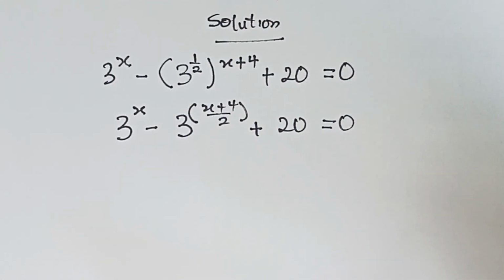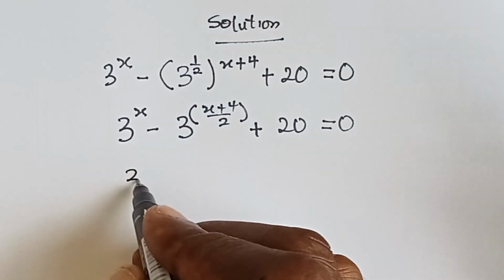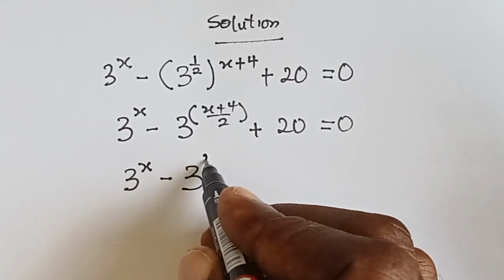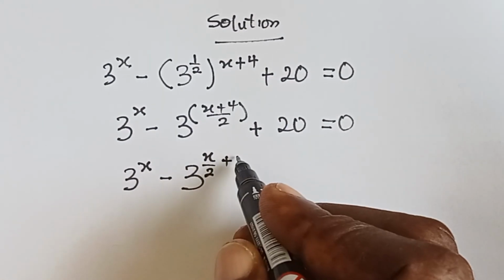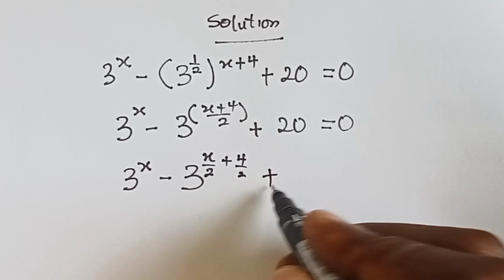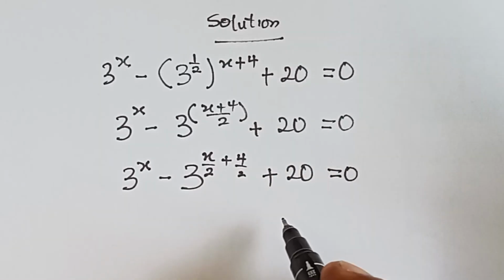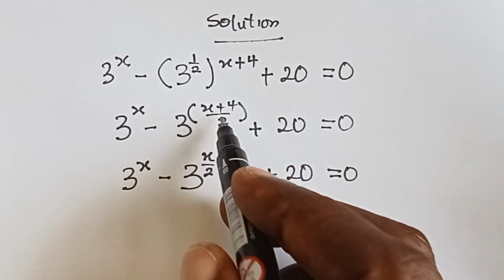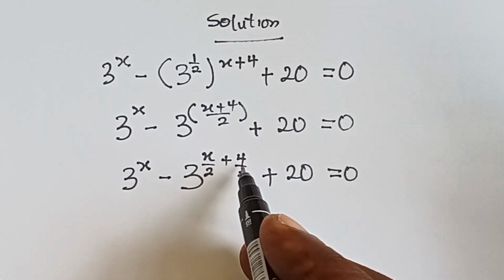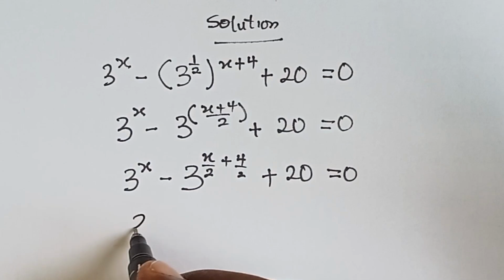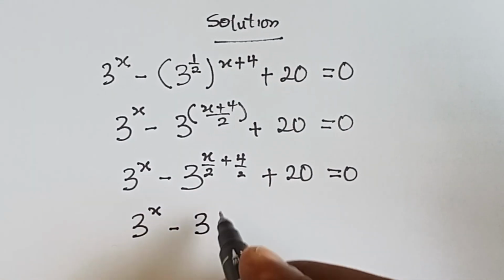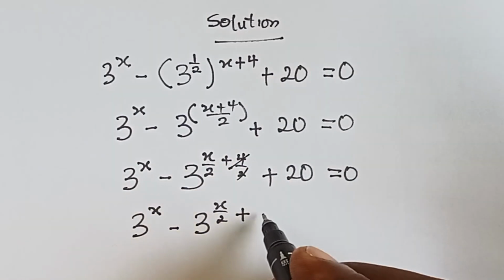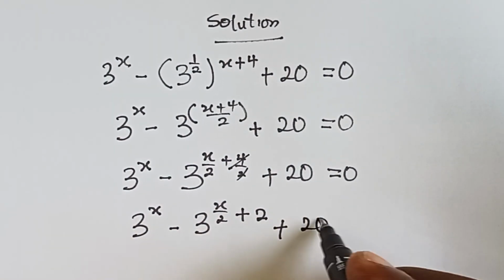From here we can rewrite this as 3 raised to x minus 3 raised to x over 2 plus 4 over 2, plus 20 equals 0. If you simplify this, 2 goes into 4, so we have 3 raised to x minus 3 raised to x over 2 plus 2, plus 20 equals 0.